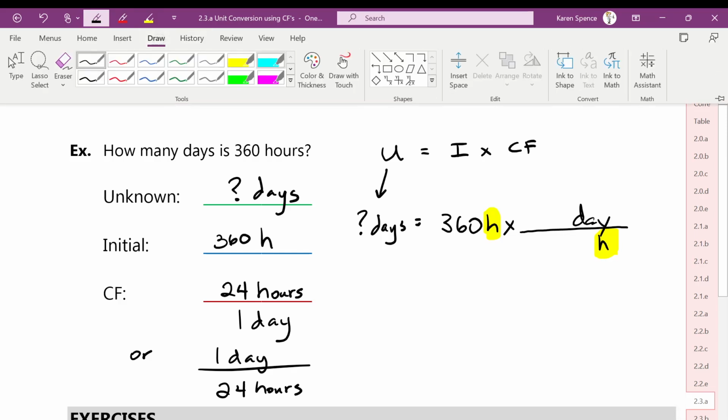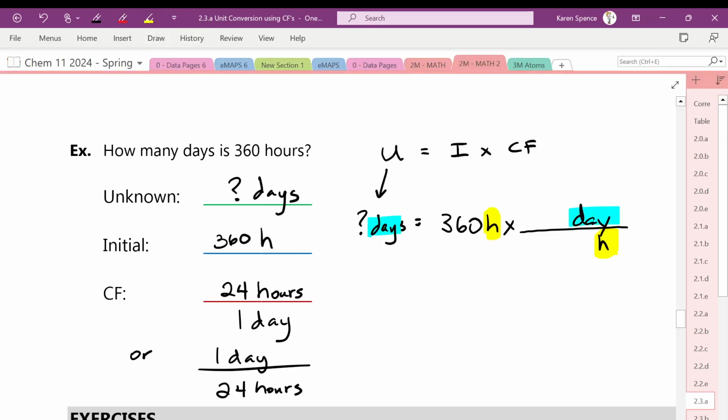because where do I want them? I want them on the top. Yes? So that's a good thing. All right, and there's 1 day for every 24 hours. 360 divided by 24 is 15. And my hours have canceled out, so I should cross them out. When units cancel, I should cross them out. And then I write day.